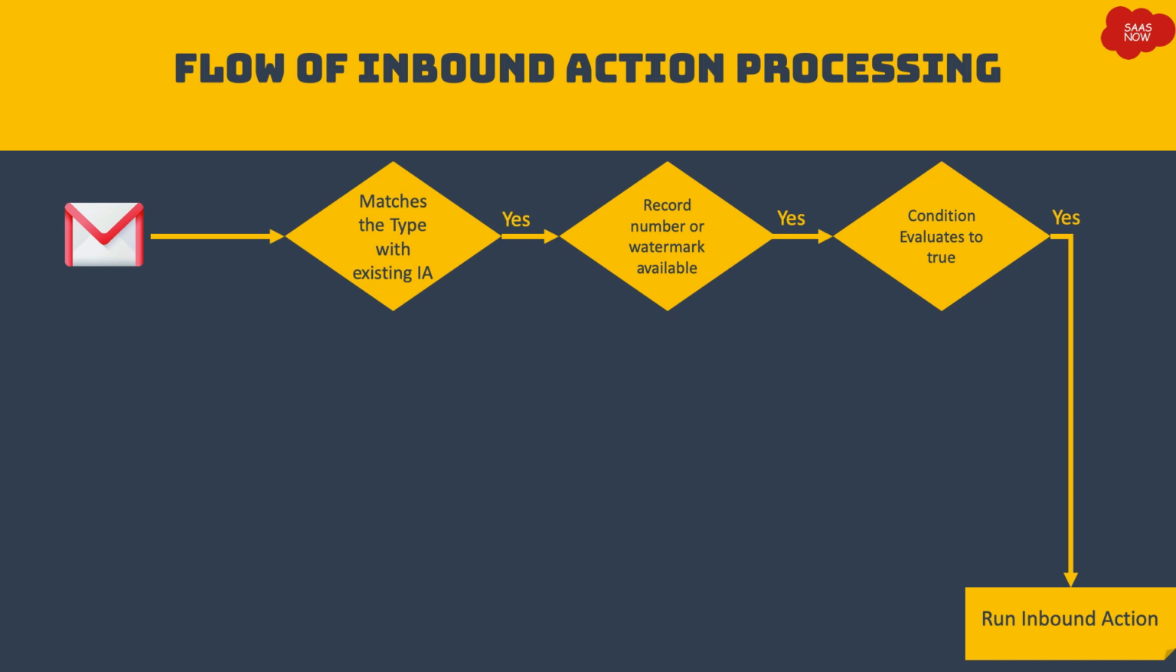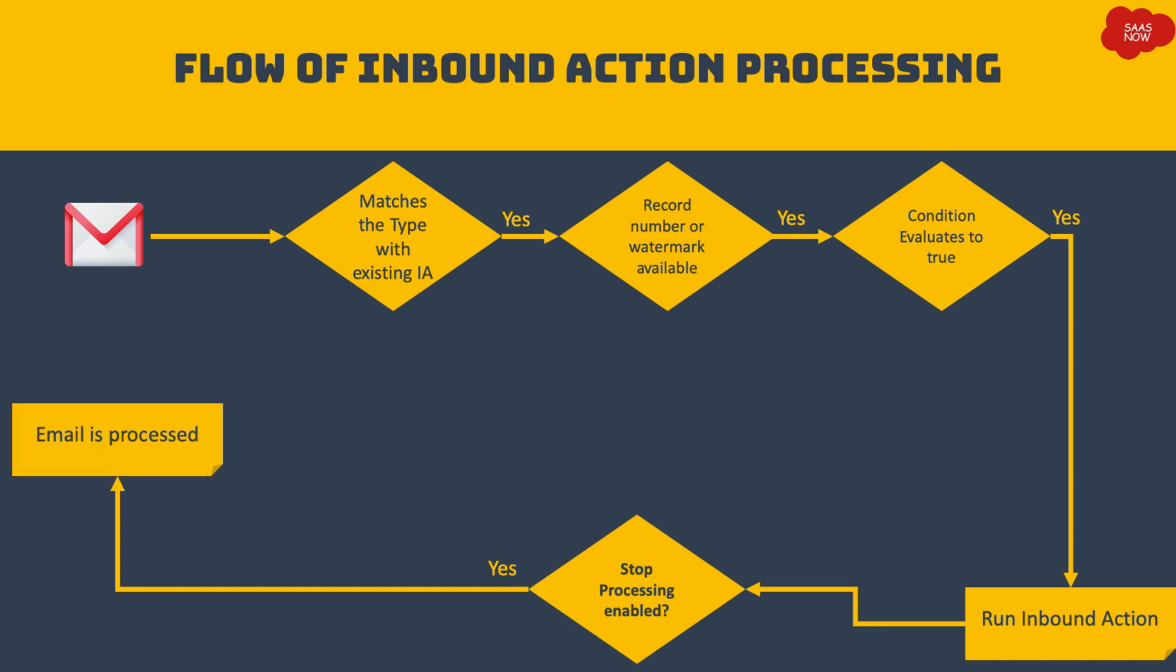Once it runs that inbound action, that means it triggers that inbound action, it also checks if stop processing is enabled. There is an option which we will learn later. If the stop processing option is enabled, then the email is processed directly, and action is taken as per the configuration of the inbound action. Now, if stop processing is not enabled, then the system evaluates other inbound actions, because you might have multiple inbound actions for the same table.